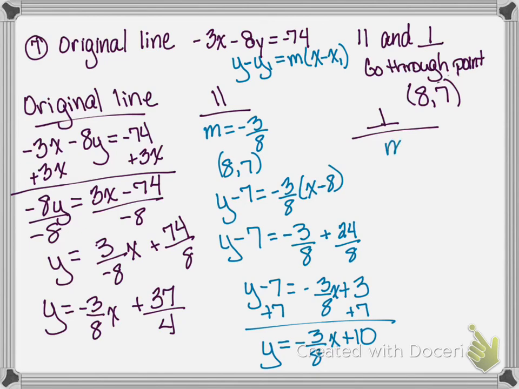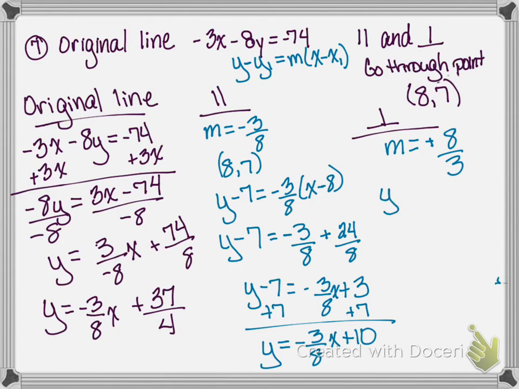Now, students typically do okay with a parallel line. They get a little bit stuck with the perpendicular line. The difference between a parallel line and a perpendicular line is your slope has an opposite sign. So since this is negative, my perpendicular line is going to be positive. And instead of 3/8, I have 8 over 3. It is the negative reciprocal. So opposite sign, and you flip your fraction. Then I use my point slope form again.